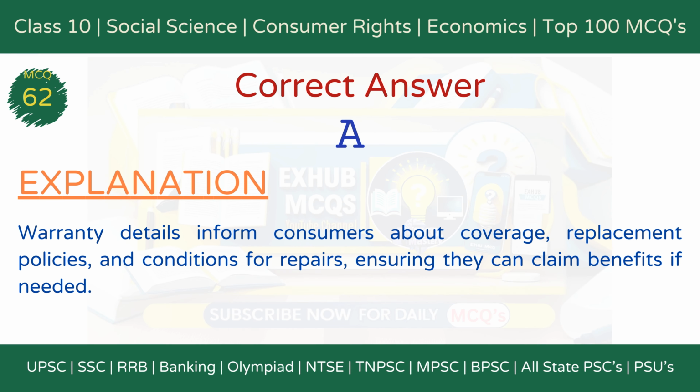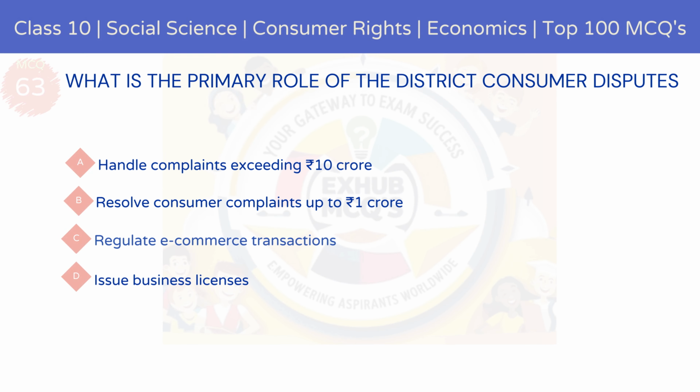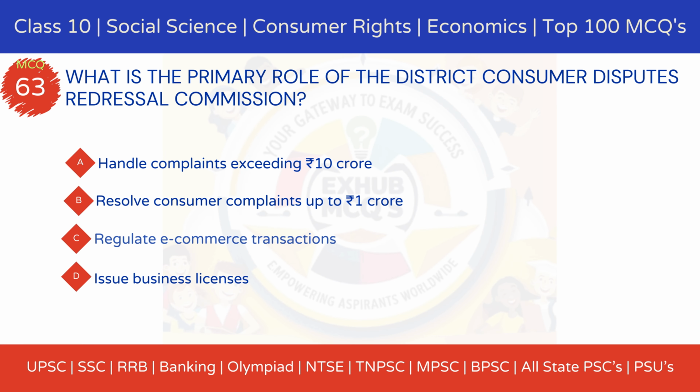The correct answer is Option A. To understand the coverage and conditions. Explanation. Warranty details inform consumers about coverage, replacement policies, and conditions for repairs, ensuring they can claim benefits if needed. MCQ 63. What is the primary role of the District Consumer Disputes Redressal Commission?